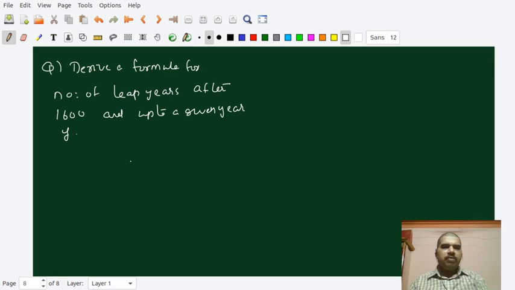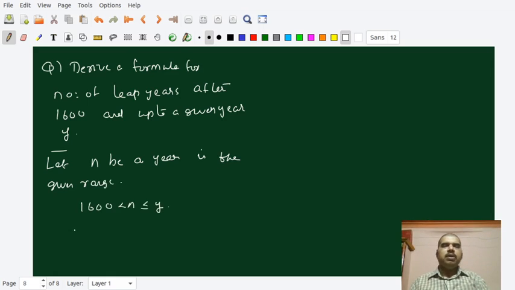We start in the following way. Let n be a year in the given range, that is 1600 less than n less than or equal to y. What we need to check is if n is a leap year or not. If n is a leap year, we need to add this n to our counting. That is what precisely we have to do.